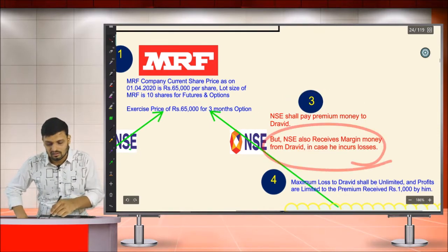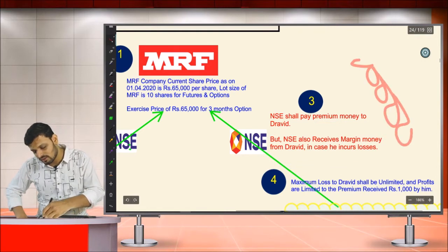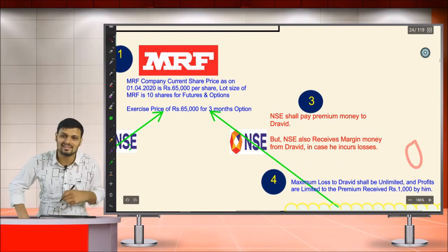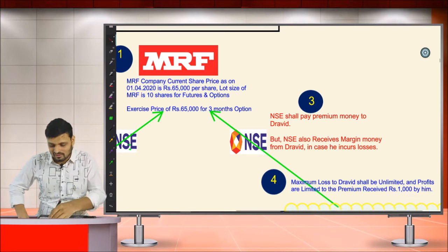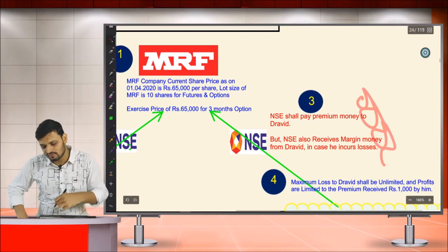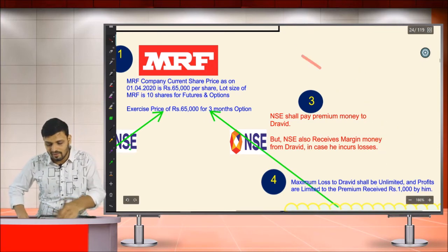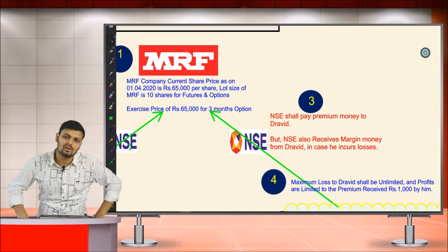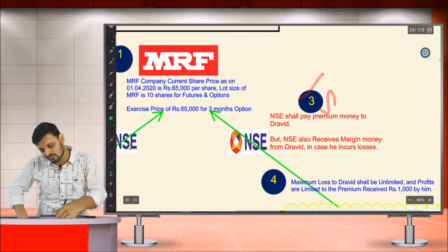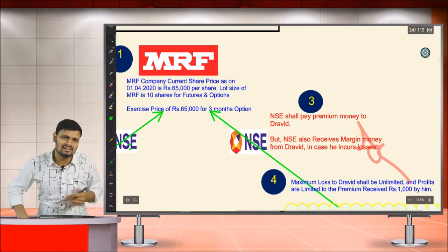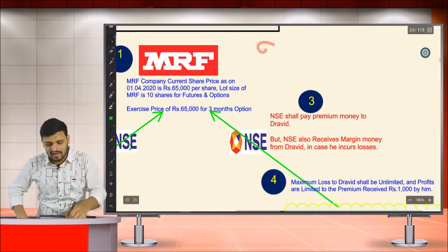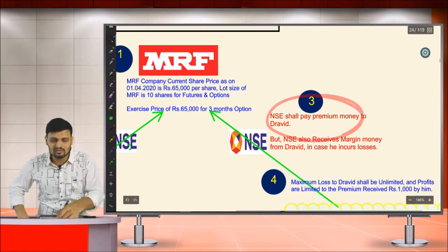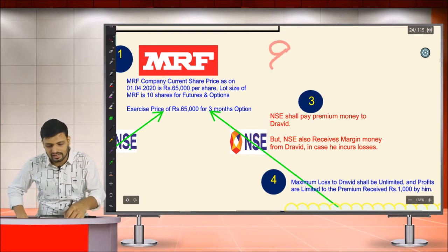Margin money, he deposited 1 lakh rupees. Yeah, this is 1 lakh, okay, just try to understand. 5,000 was the loss from that 1 lakh. So, remaining 95,000, Dravid can take it off once the contract expires. Once the contract expires, remaining 95,000, Dravid can take home. As simple as that. 95,000 along with this 1,000 rupees of premium, that is totally he can take home how much?